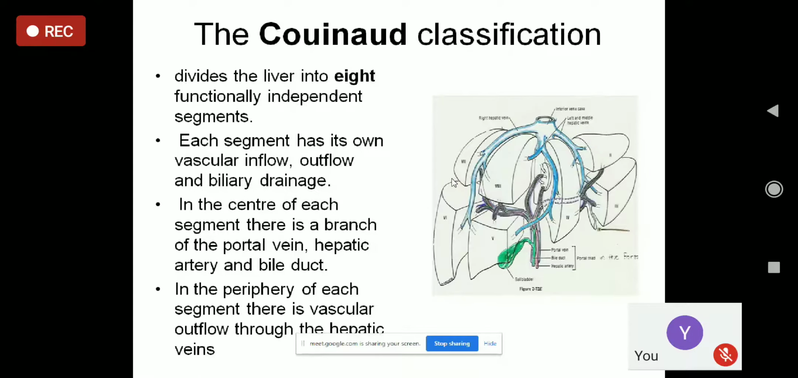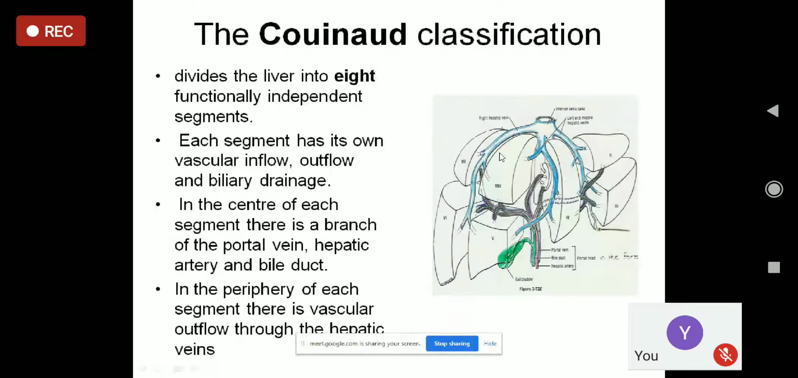Now this is very, very, very important: the Couinaud classification. What Couinaud has done is divide the liver into 9 functional independent segments. Why independent? Because each segment, look here, these are the segments, has its own vascular inflow and outflow and biliary drainage.